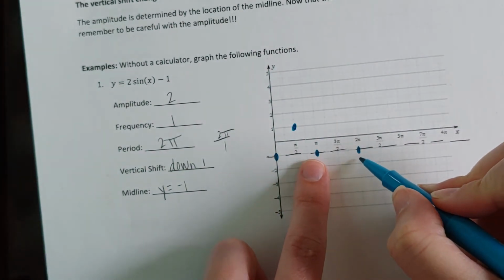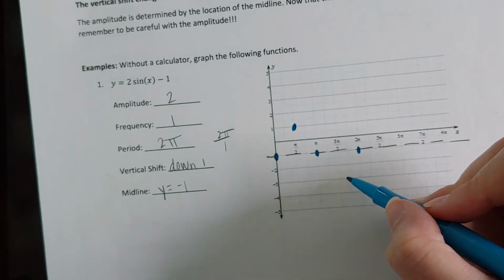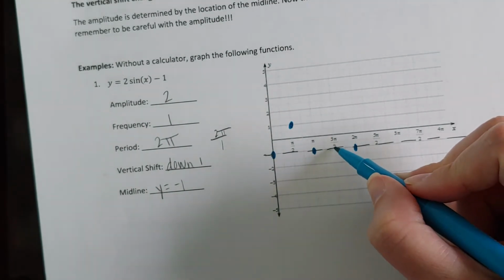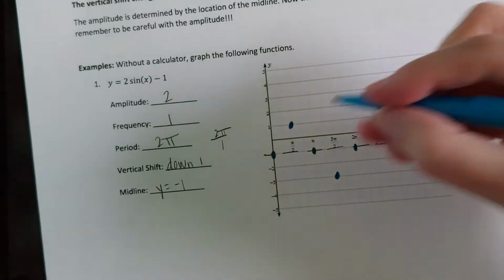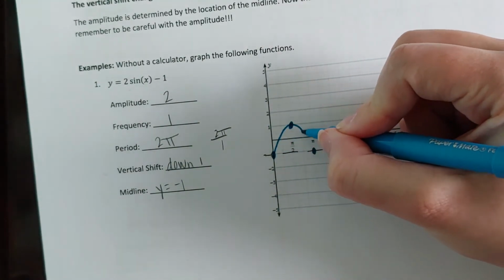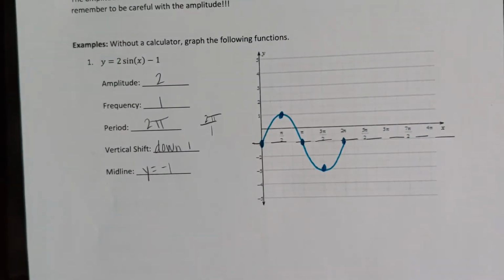In between the middle and the end, it's going to be down at its low point. It's 2 down from the midline. So if you're at -1, 2 down from that is -3. So if you connect these, remember you have to make it curved. You have to add that curvature. There's one complete sine curve.